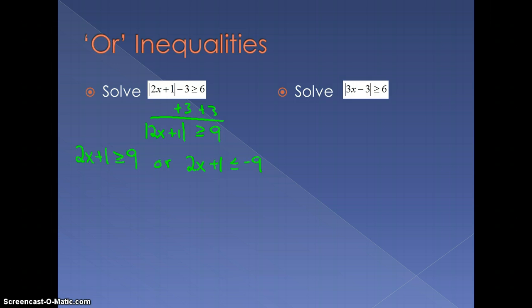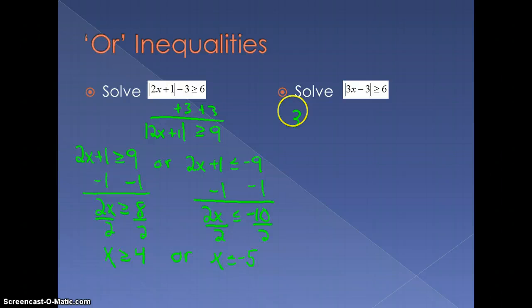And now we solve these just as we did before. Subtract 1. Subtract 1. 2x is greater than or equal to 8. Divide by 2. We get x is greater than or equal to 4, or we subtract 1 from both sides. 2x is less than or equal to negative 10. Divide by 2. x is less than or equal to negative 5. So it has to be one or the other there. It does not have to satisfy both, because there isn't a number that is less than or equal to negative 5 and greater than or equal to 4. It does not exist, so you cannot do it.